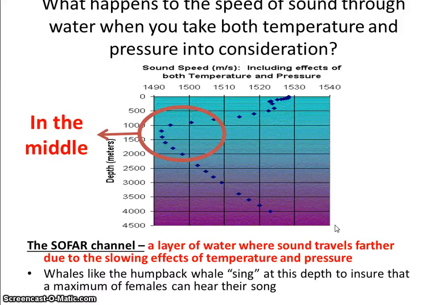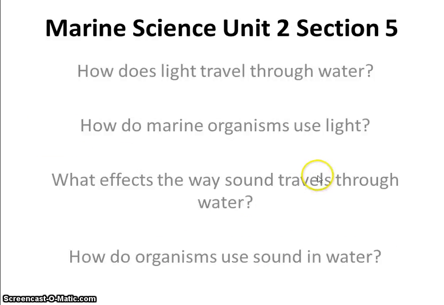The reason sound slows down the most in this area, again, is because temperature wanted us to sing in the depth and pressure wanted us to sing at the surface. So when we combine both temperature and pressure, we get an area in the middle where sound slows down at a maximum and therefore travels the farthest.